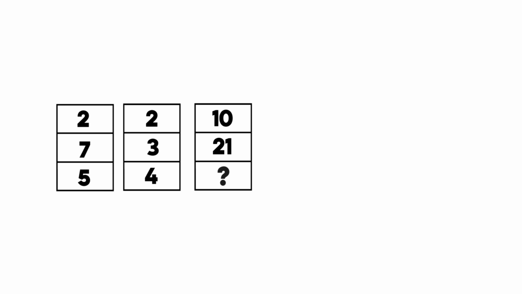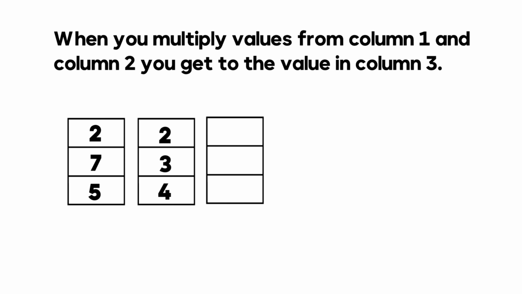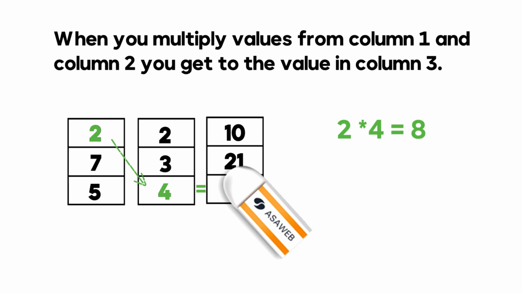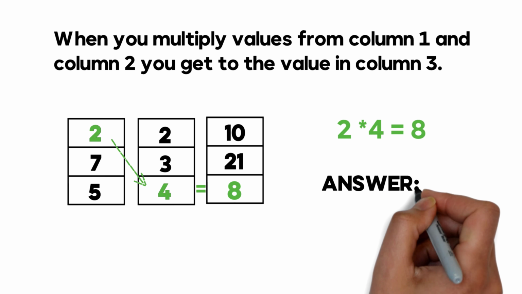Second set of values, represented by the middle row. 7 multiplied by 3 equals 21. So the missing value here can be calculated by multiplying 2 by 4, and the end result would be equal to 8. So the correct answer to this problem is choice A, 8.